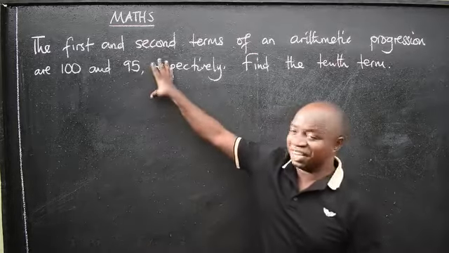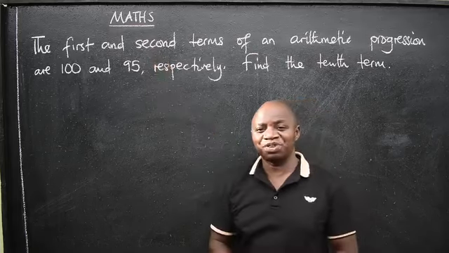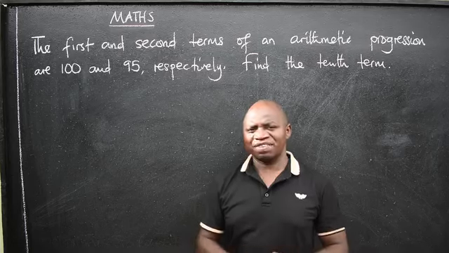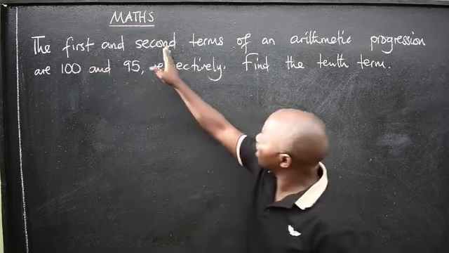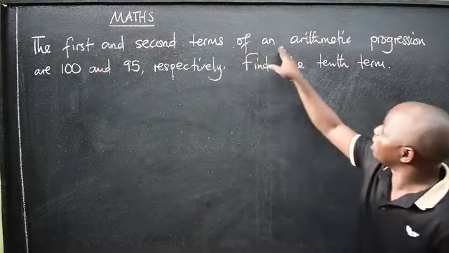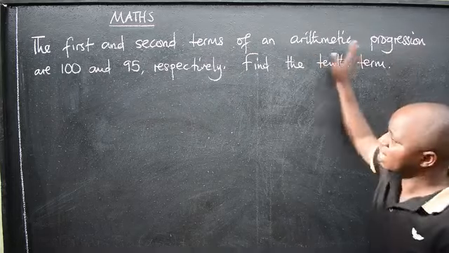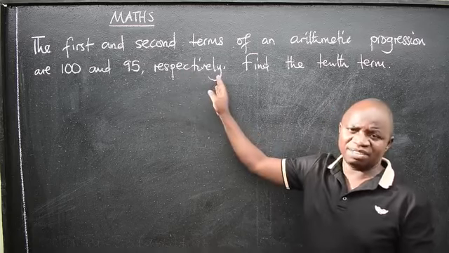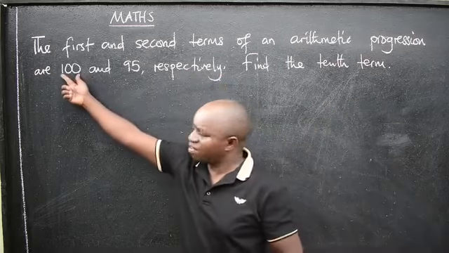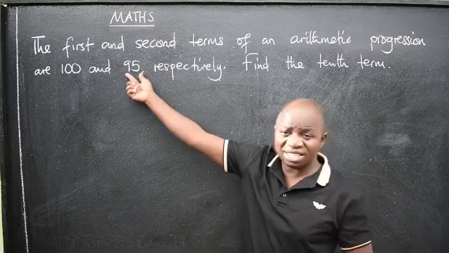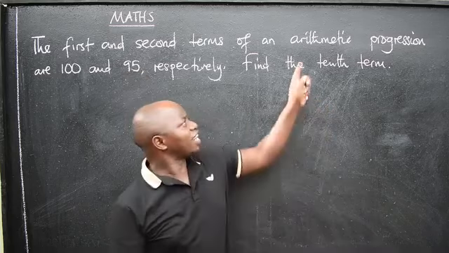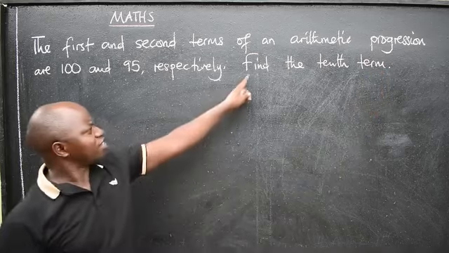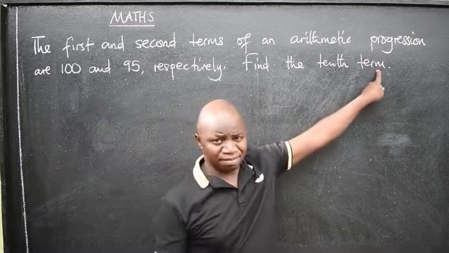We have a question here that we need to solve. This is mathematics. The question reads, the first and second terms of an arithmetic progression are 100 and 95 respectively. So this is the first term, this is the second term of an arithmetic progression. The question now says, find the 10th term.